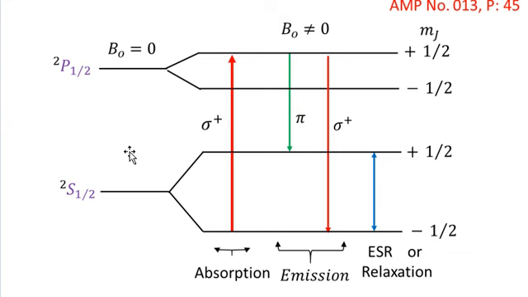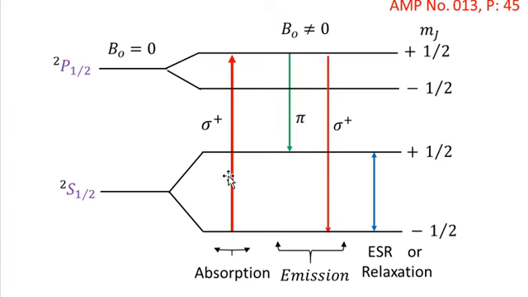So when we apply a constant magnetic field B naught in the moderate range, of course the single level with J equal to 1 half will split into two levels with Mj equal to plus half and Mj equal to minus half. That is, the J degeneracy is lifted. Similarly, the J degeneracy is lifted for the S half level, which was a single level. So under the application of the magnetic field, this J level will be split into two Mj levels with the values Mj equal to plus half and Mj equal to minus half.